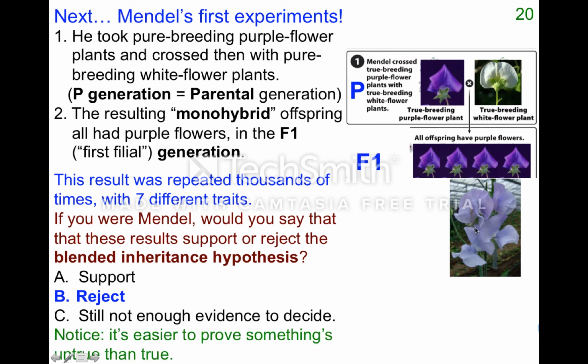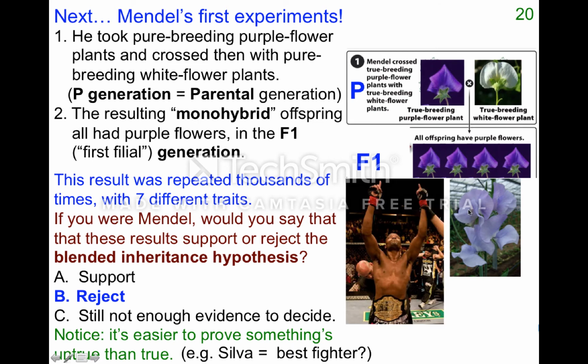Okay? Notice that it's actually quite a bit easier to prove that something is untrue than it is to prove that something is true, right? When it comes to hypotheses, as an example, let's say that you had a hypothesis that Anderson Silva is the best UFC fighter in the world, all right? And the more times that he defends his title and wins, the more evidence you have to support that hypothesis that he is the best fighter. If he defended it 10 times, then we're more and more sure that he is the best fighter.